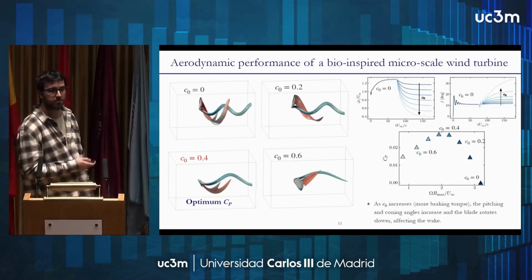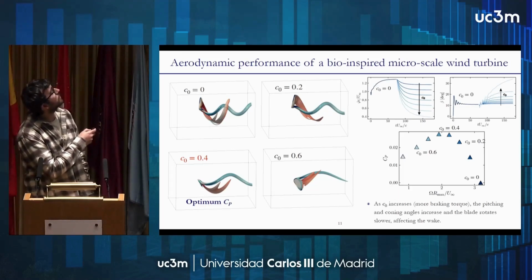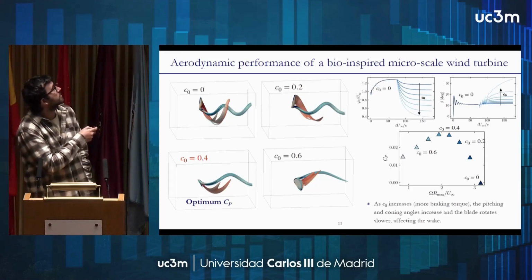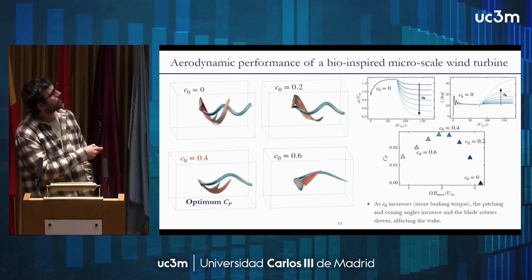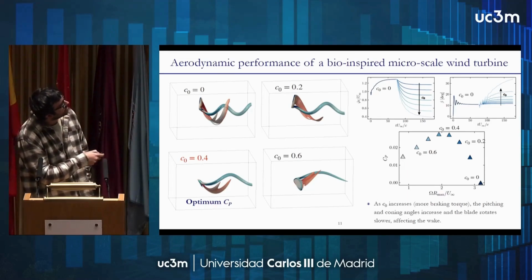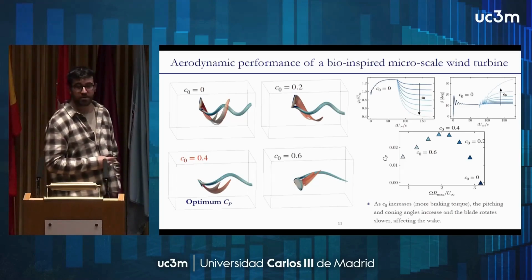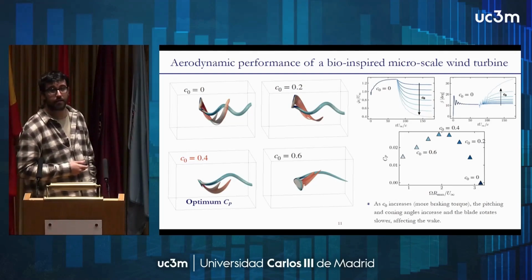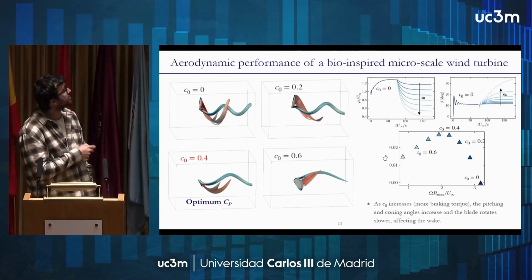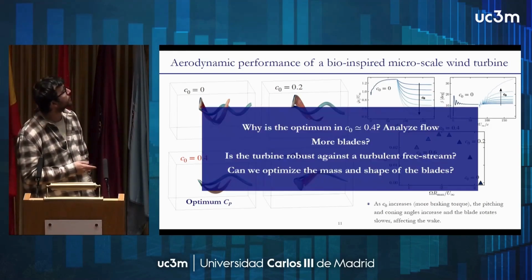I am showing here some three-dimensional isosurfaces of the vortex structures for these cases. Here C0 is zero, which is natural autorotation, and as we increase the braking torque, the attitude starts changing. Of course, this affects the shedding itself and the way the wake is shed. I am going to stop here because I am running out of time.